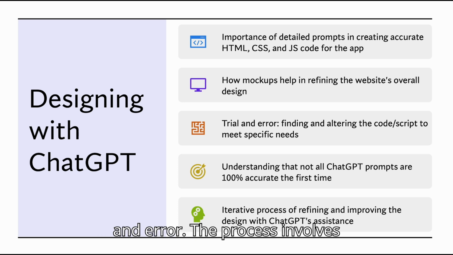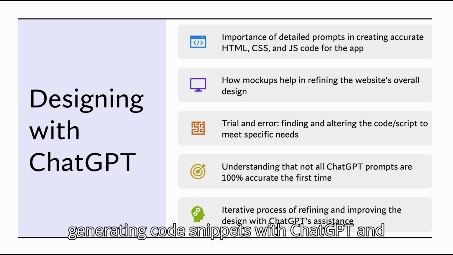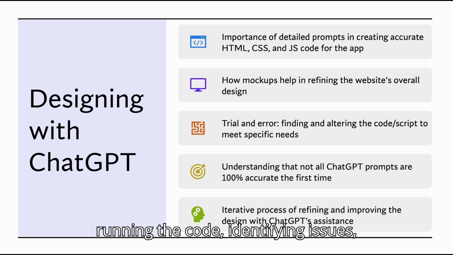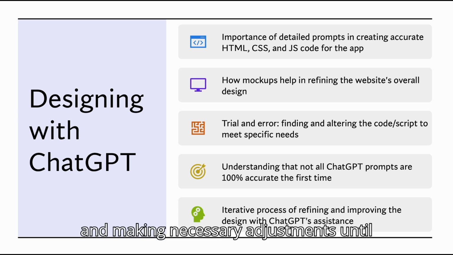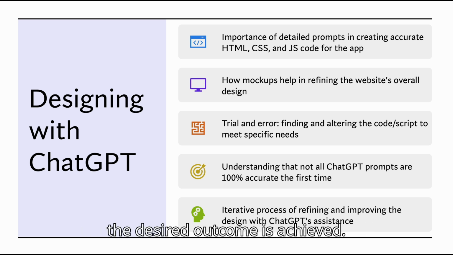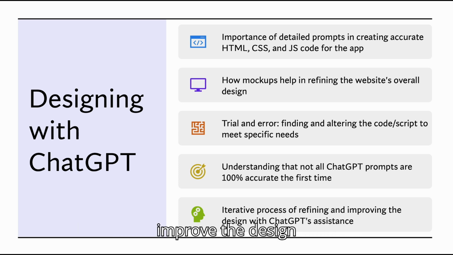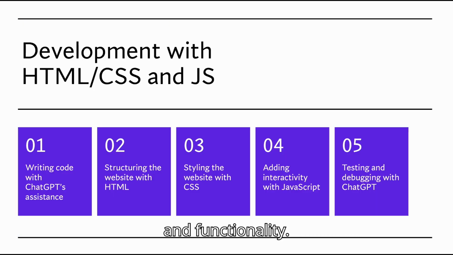Iterative trial and error. The process involves generating code snippets with ChatGPT and iteratively refining them. This includes running the code, identifying issues, and making necessary adjustments until the desired outcome is achieved. Continuous refinement: understand that initial outputs might not be perfect. Regularly refine the prompts and code to improve the design and functionality.